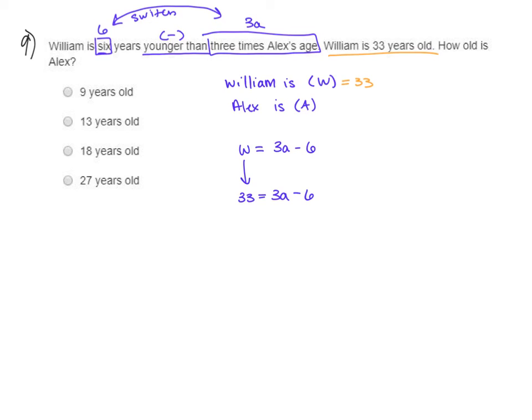So in order to solve this problem, we have to add 6 first. So once we add 33 and 6, you get 39. Now you have 3 times A gives you 39. So to undo the multiplication, you have to divide it by 3. So using your calculator, if you take 39 and divide it by 3, you're going to get 13 for Alex's age.